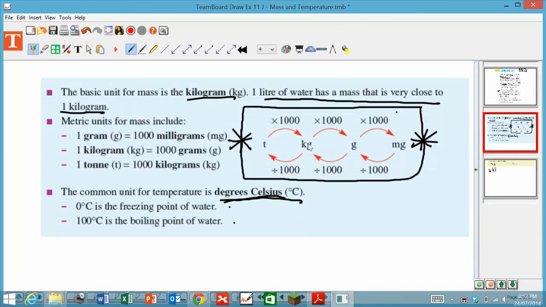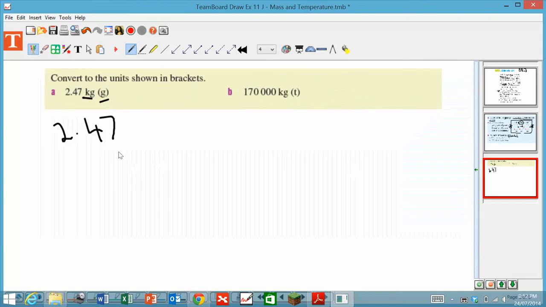So kilograms to grams. Kilograms to grams. We're going this way, so we're going to multiply it by 1,000. So 2.47 multiplied by 1,000. I'm going to put G after it so I know that I'm converting it to grams.